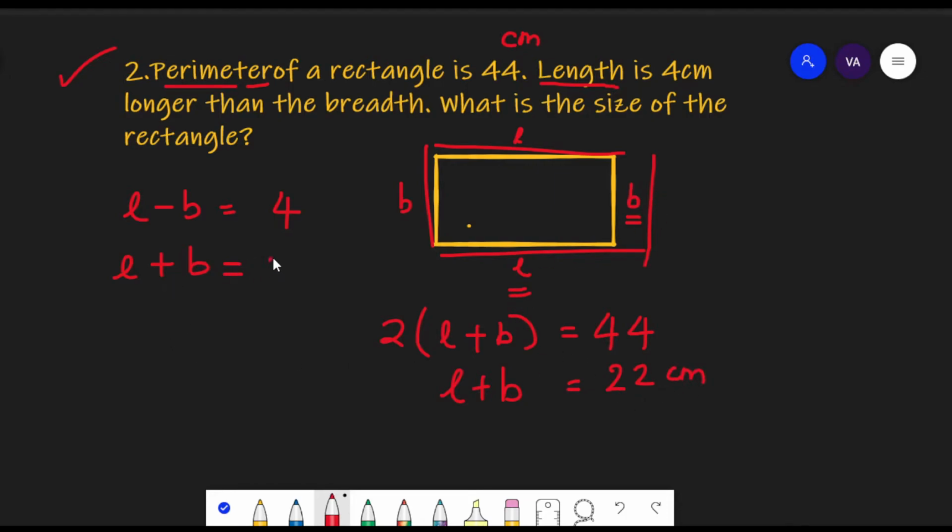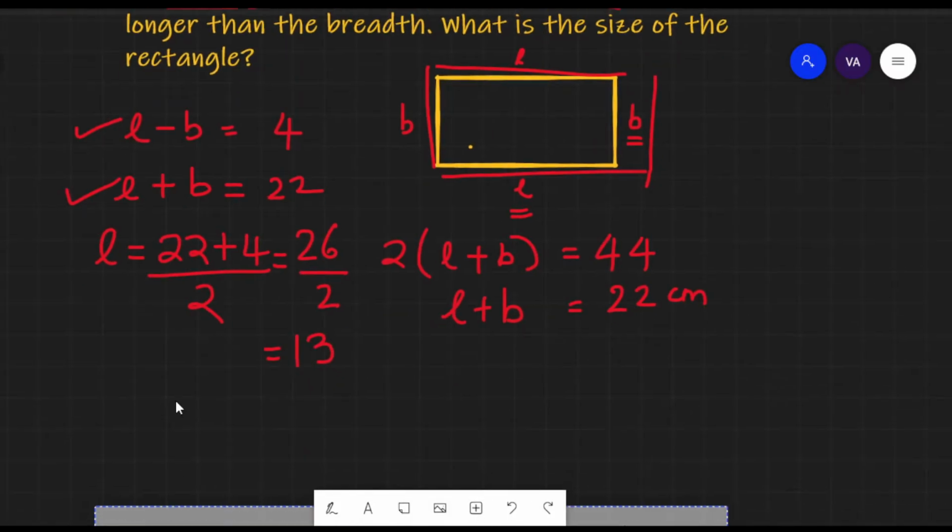So you got it. Here the sum is given and the difference is given. So this is a sum and difference problem. Now what is the size of the rectangle? Again, the size means they are asking what is the length and breadth. So if we are finding the greater number, that is length, what we have to do is add sum plus difference, divided by 2. That is, 22 plus 4 divided by 2, we get 26 by 2. So here we have 13 as the length.